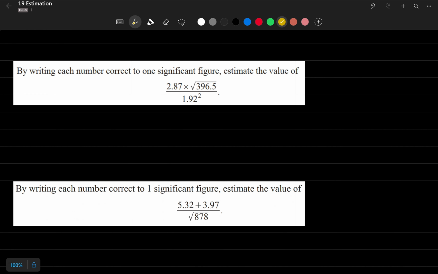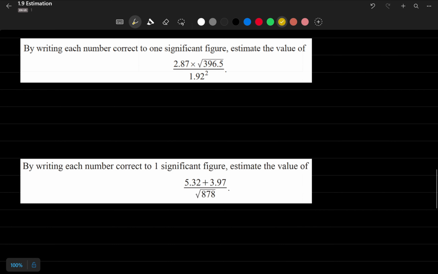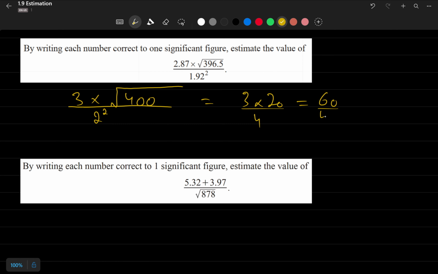Now the next question suggests the same thing, round off to one significant figure. 2.87 becomes 3 multiplied by square root of 400 divided by 1.92 is 2 and the square remains as it is. So square root of 400 is 20, 3 times 20 over 2 squared is 4. Now 60 divided by 4, which is equal to 15.